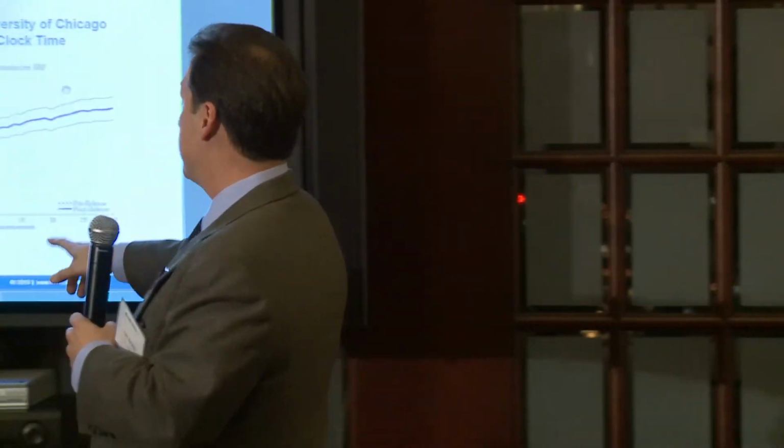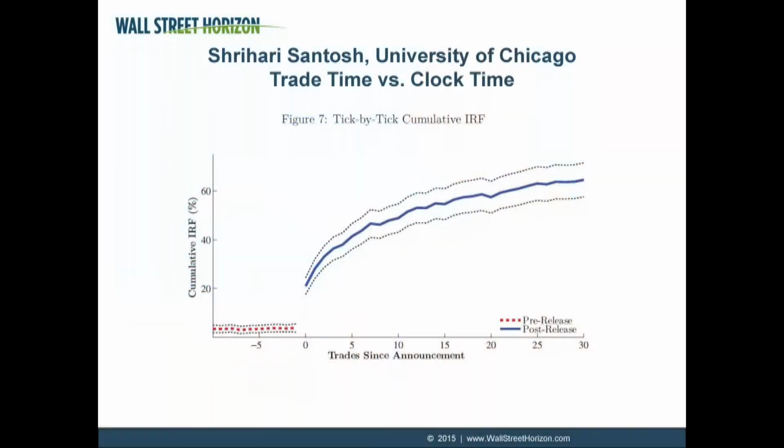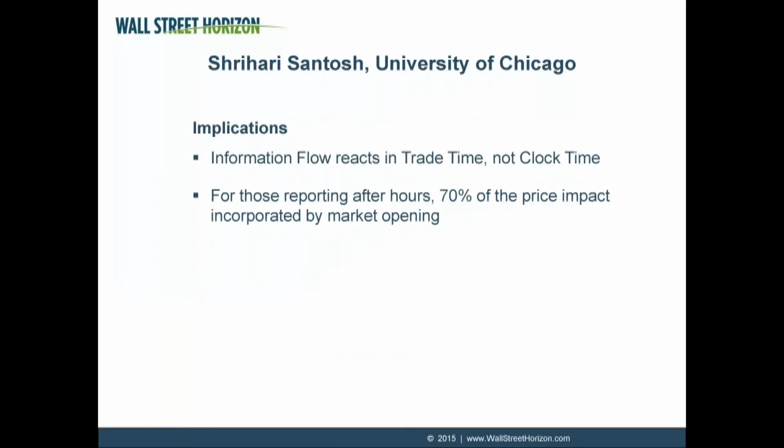So to him, it's the trades versus the cumulative impulse function of how much impact there is on the stock. So he says information flows in trade time, not clock time. And for those reporting after hours, there's a very large impact that occurs the first night, is what he finds.